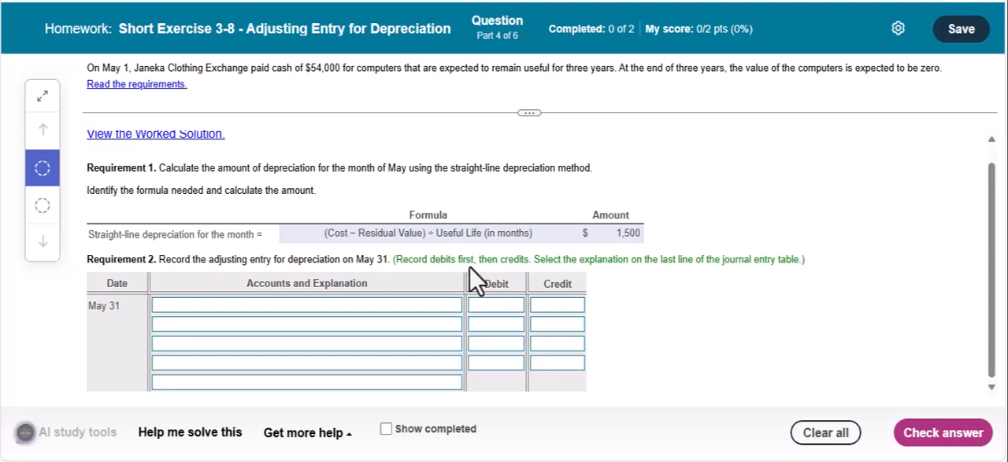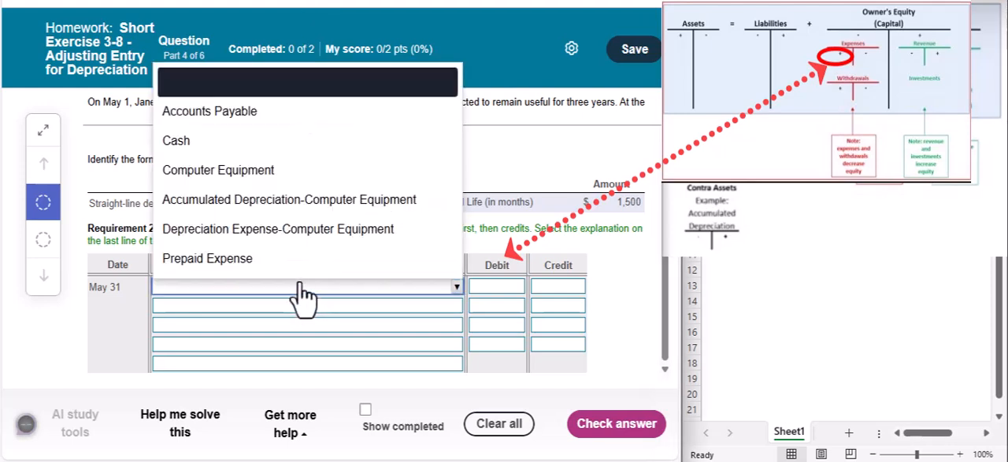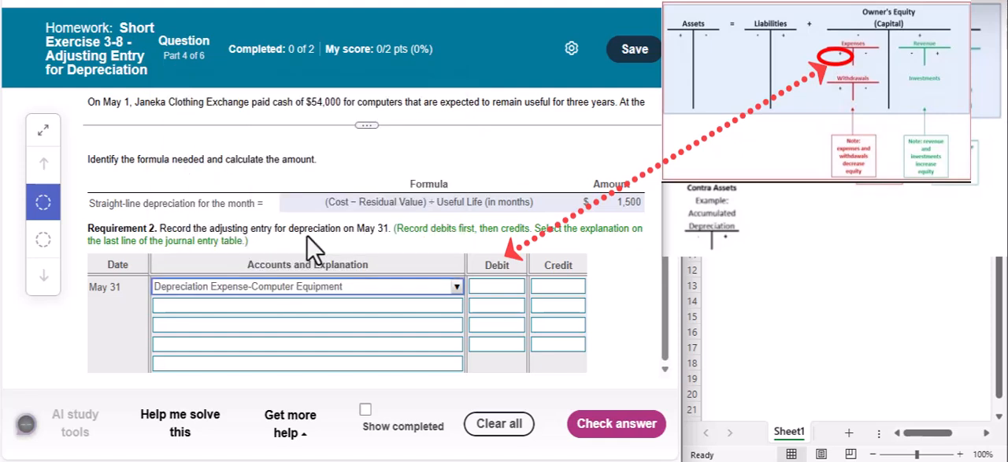Record debits first, then credits. Select the explanation on the last line of the journal entry table. So now remember, depreciation is an expense, and expenses are increasing as almost always. So how does an expense increase? It increases with a debit. So the debit account here is going to be depreciation expense for computer equipment. They have it specified, and then that's going to be a debit for that $1,500.